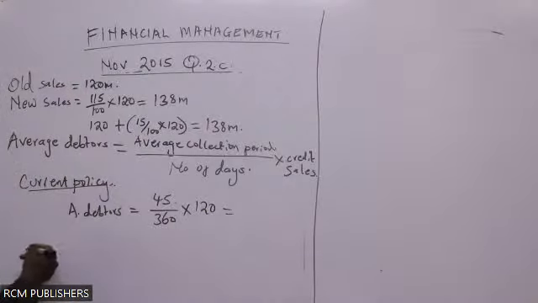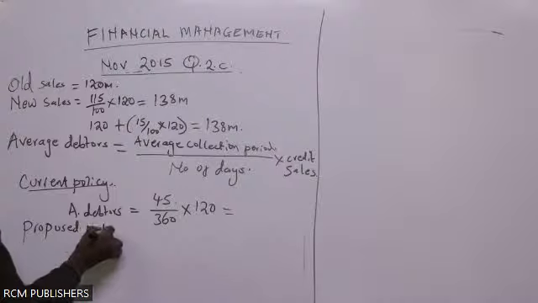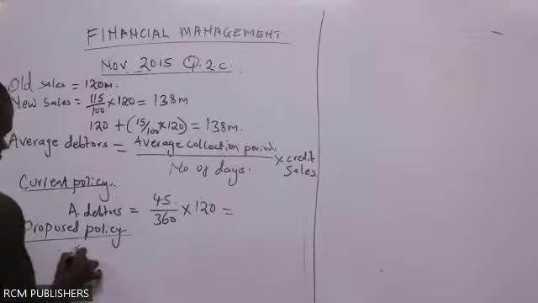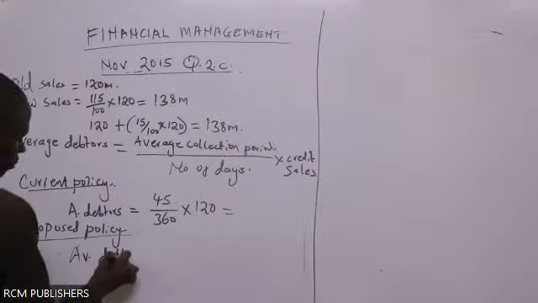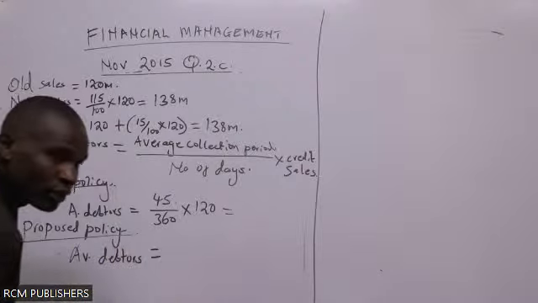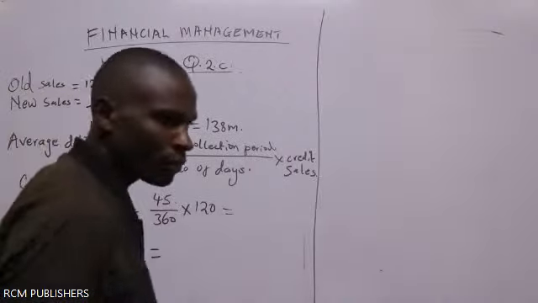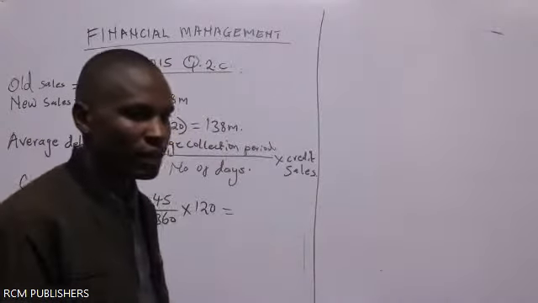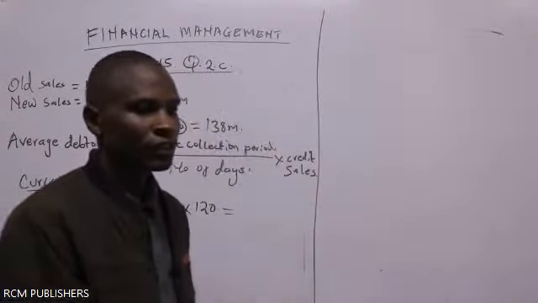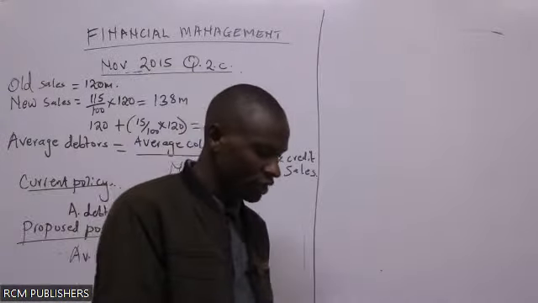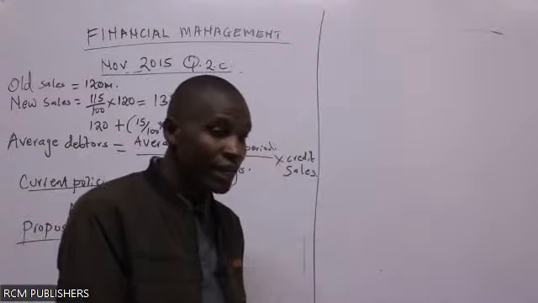What about now for the proposed policy? The policy that we want to compare. Have we been given the correction period? We need to get average data. Hii correction period, watabadilisha, itakuwa gani? Just check from the question. After the change in the credit terms, the average correction period is expected to be 75 days.